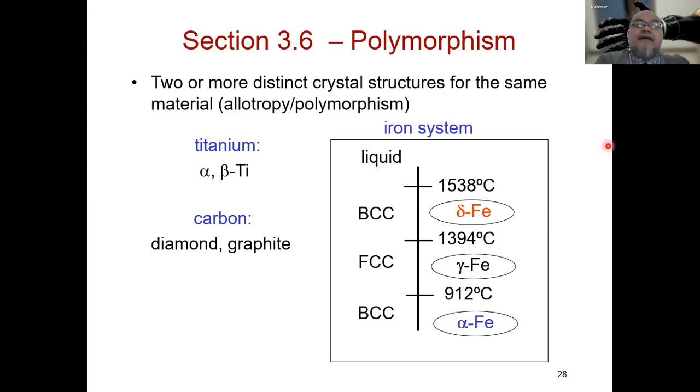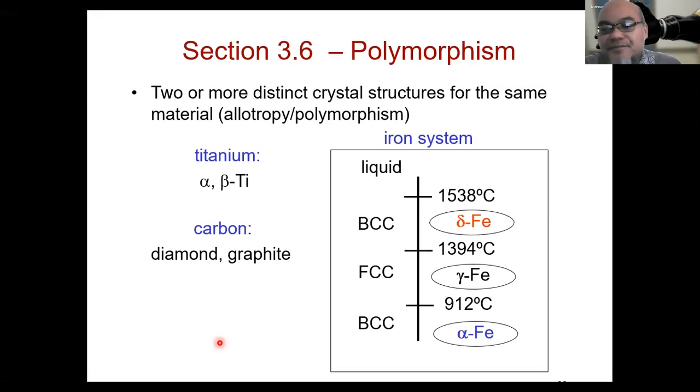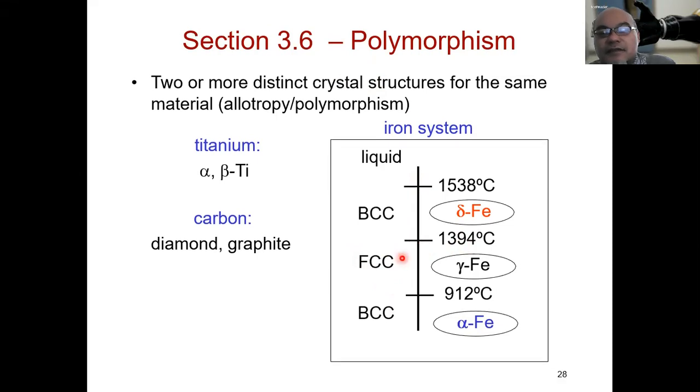For example, if you melt iron and then solidify it at around 1538 degrees, first it becomes delta iron, which has the BCC structure, body centered cubic. Then you lower the temperature further, to below 1394 degrees, and it becomes gamma iron, which has the face centered cubic structure. If you lower it further, to below 912 degrees Celsius, it becomes BCC again, which is called alpha iron.